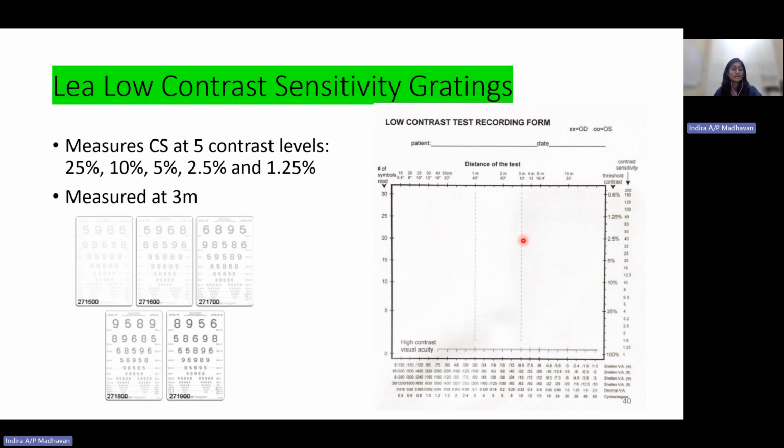Okay, so with this contrast sensitivity test, another function is to explain to the patients what output they can expect after the removal of the cataract, after the surgery. And that is one function of this contrast sensitivity test.